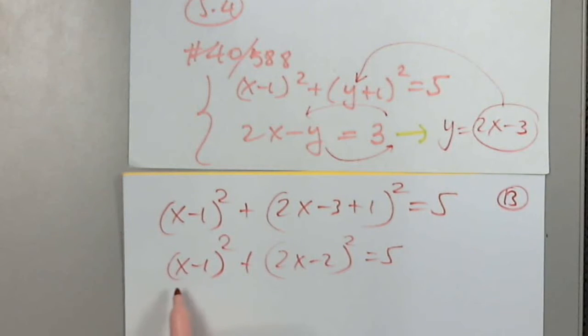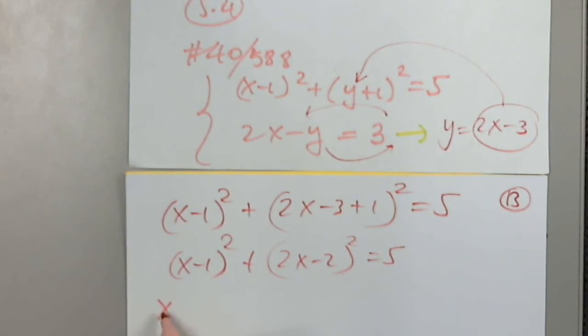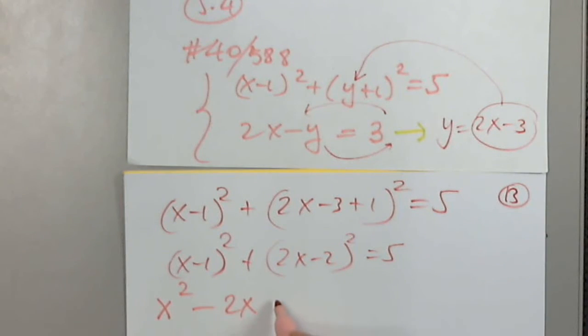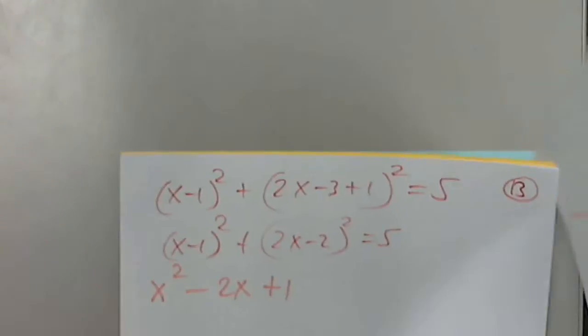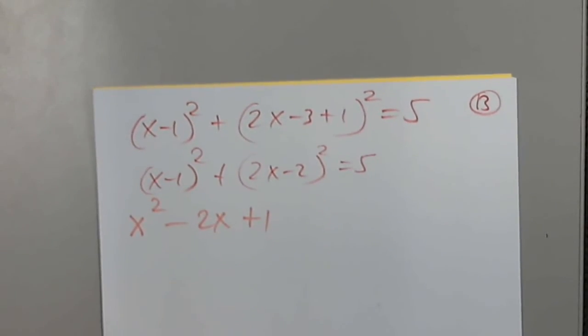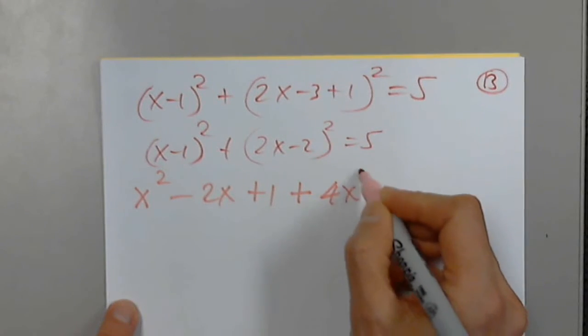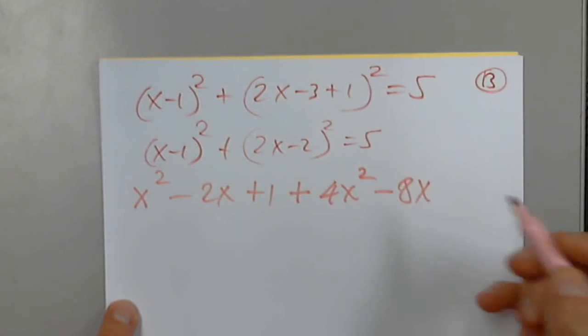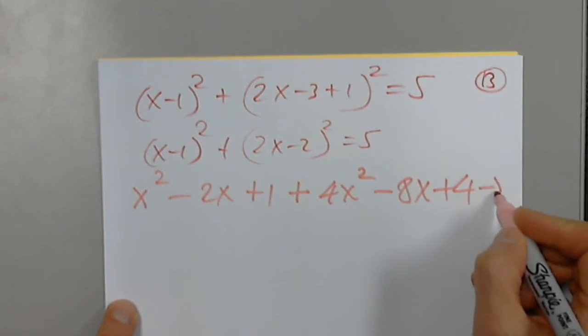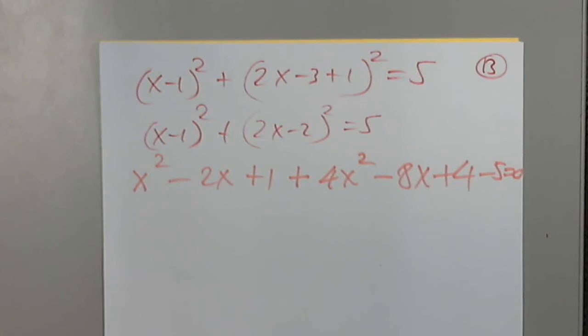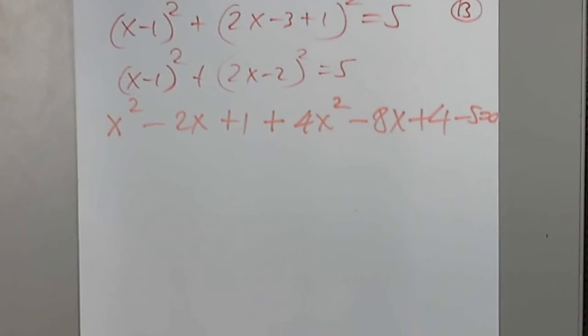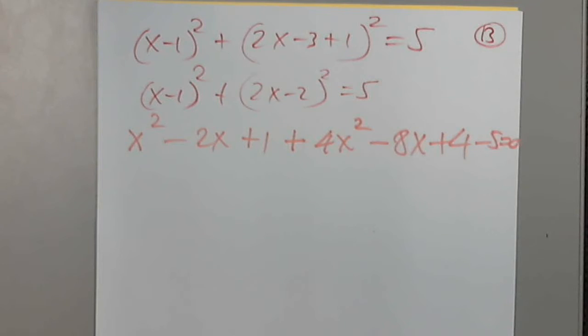So what do I have? X squared minus 2x plus 1. Very good. Plus 4x squared minus 8x plus 4. Very good. Minus 5 equals 0. Awesome. Excellent. Good. Now what?